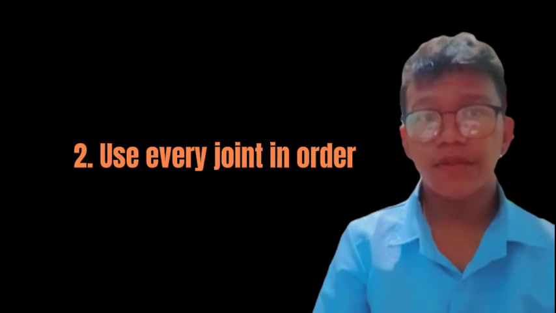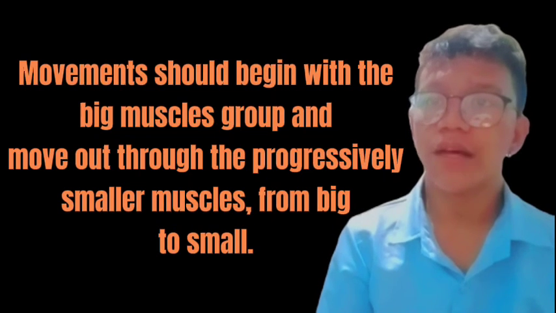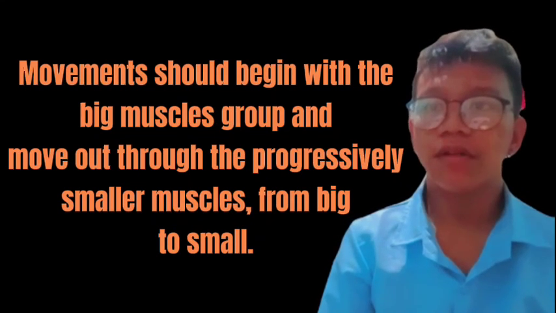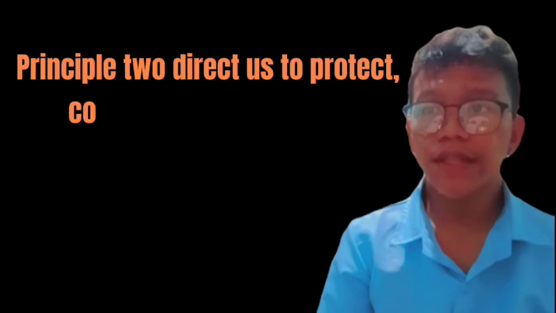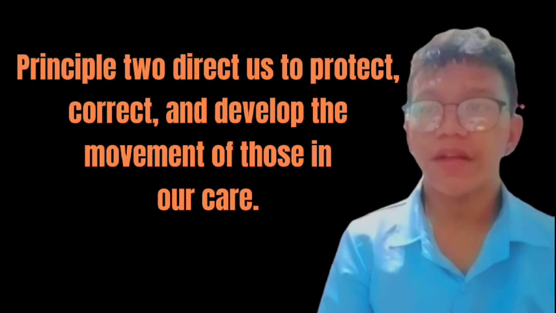2. Use every joint in order. This principle tells us when the joints should be used. Movement should begin with the big muscle group and move out to the progressively smaller muscles, from big to small. Principle 2: direct so as to protect, correct, and develop the movement of those in our care.